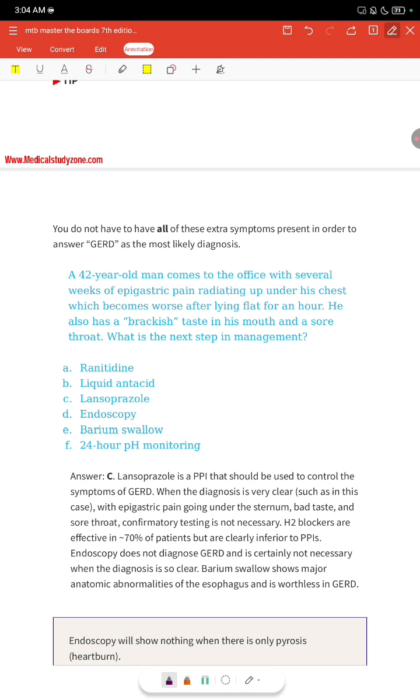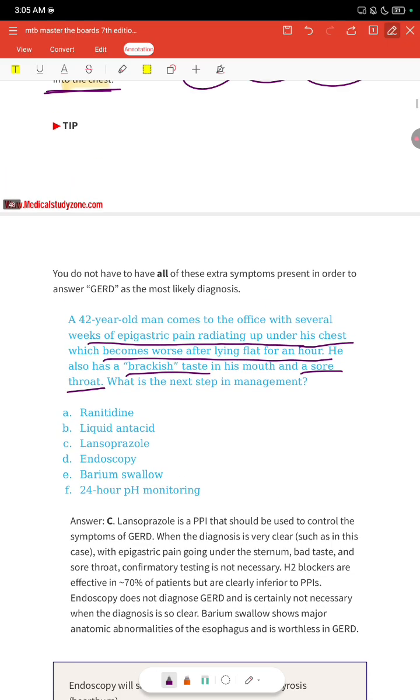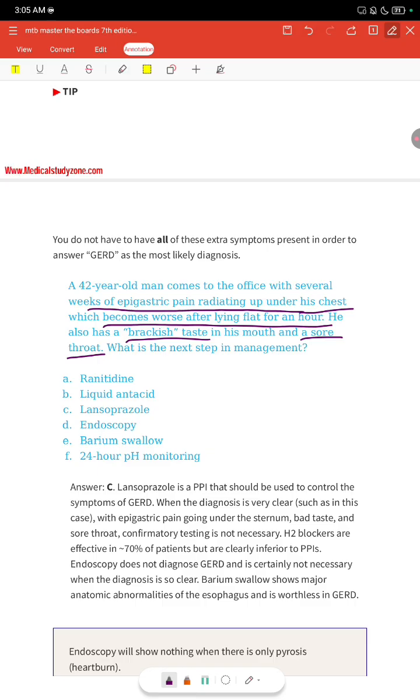Stay with me. A 42-year-old man comes to the office with several weeks of epigastric pain radiating up under his chest, which becomes worse after lying flat for an hour. He also has a brackish taste in his mouth and a sore throat. See, all of the symptoms that we studied, this patient is experiencing. What is the next step in management?